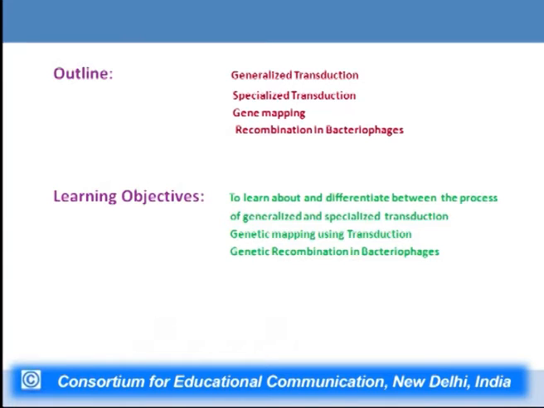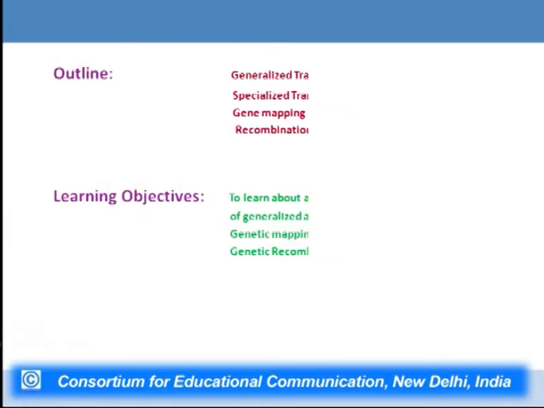I will be discussing that, and also how recombination occurs in the case of bacteriophages. The learning objectives for this lecture are that after this lecture we should be able to talk about and differentiate between the processes of generalized and specialized transduction, we should be able to do genetic mapping using transduction data, and we should have an idea of genetic recombination in bacteriophages. So these are the learning objectives for this lecture.